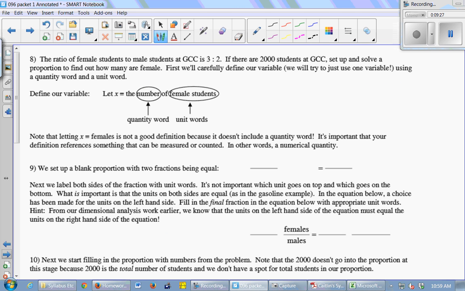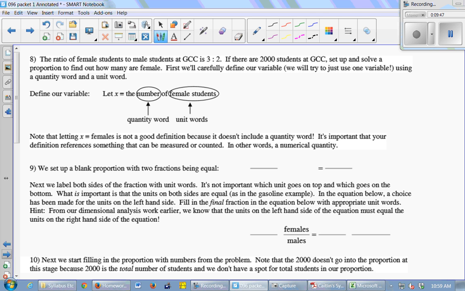Okay, so here's an application problem. The ratio of female students to male students at GCC is 3 to 2. If there are 2,000 students altogether, set up and solve a proportion to find out how many are female.